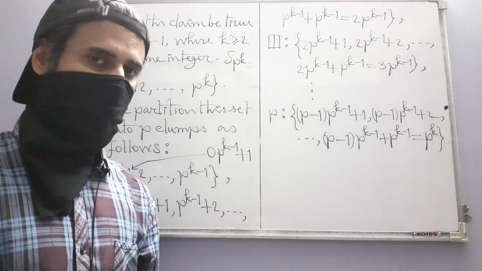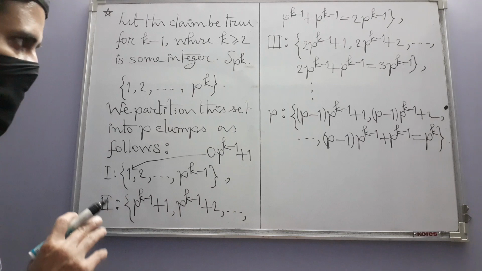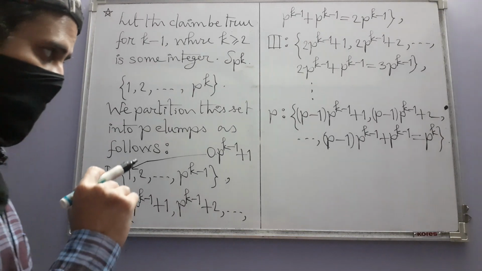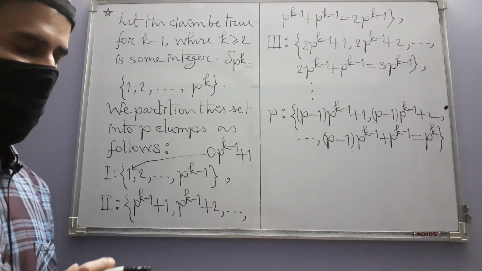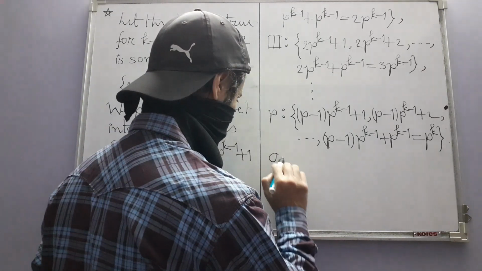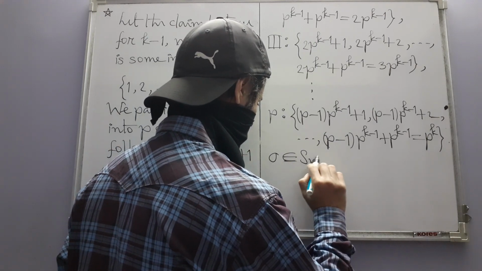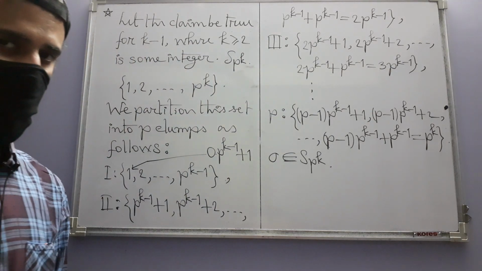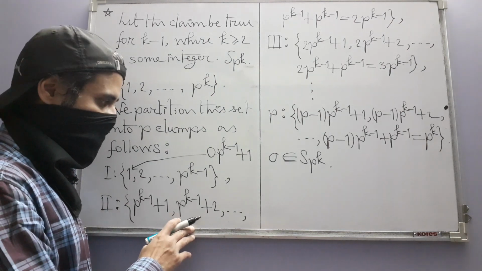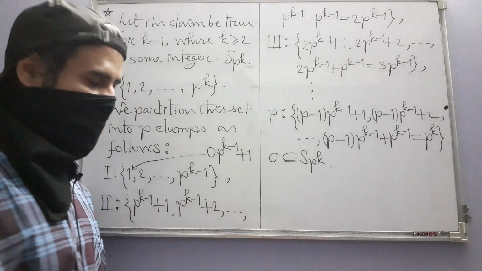But why? What is the purpose of this? It's because using these sets we are now going to define a very special element or permutation in S_{p^k}, sigma. Now sigma is going to be a product of some cycles, and in those cycles we are going to use these clump elements in a special order.